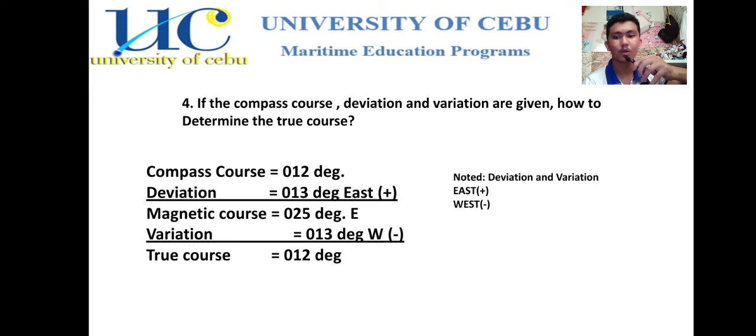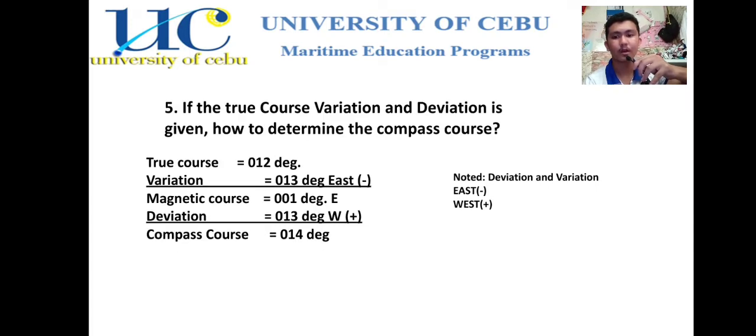They have opposite, or different, names, which are east and west, so we have to subtract, so the true course will be 012 degrees. So number 5: the true course will be 012 degrees and the variation 013 degrees east, so we have to subtract, so the magnetic course will be 001 degrees.